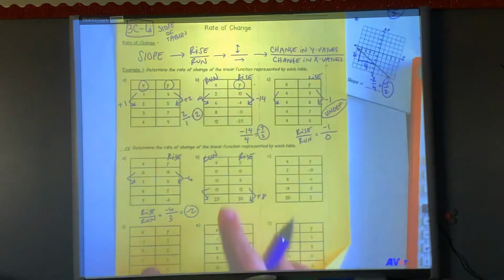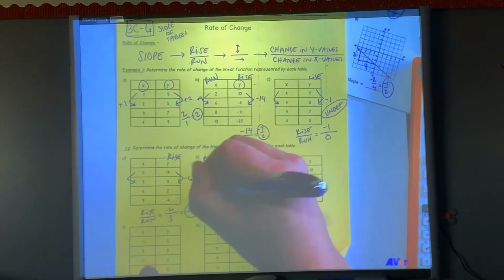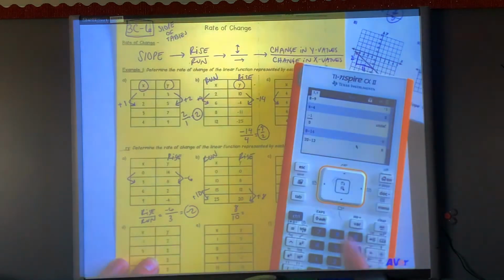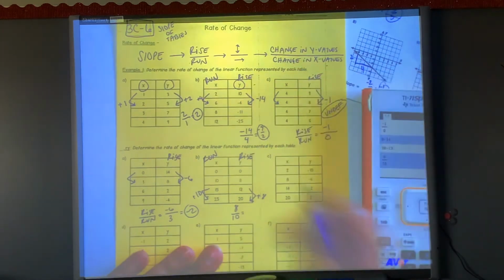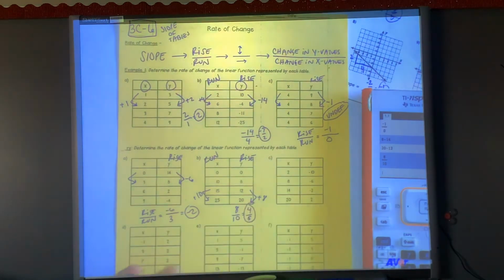Okay, and then the run over here, 15 to 25, looks like it's going up 10, or running 10, I should say. So the rise is 8, the run is 10, and 8 divided by 10 doesn't do anything perfectly, but it does have a reduced fraction as your answer, 4 over 5. Hold that. There's your answer.